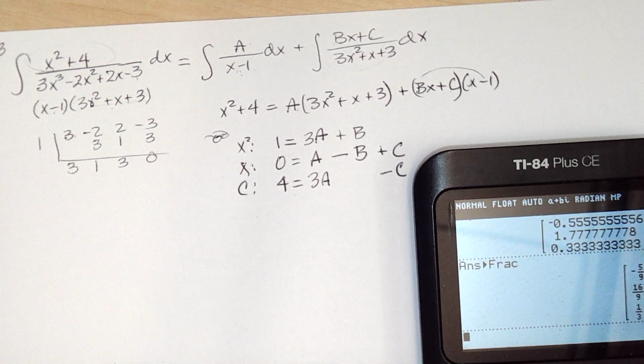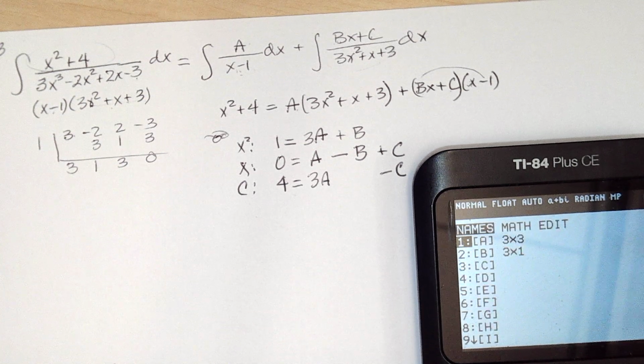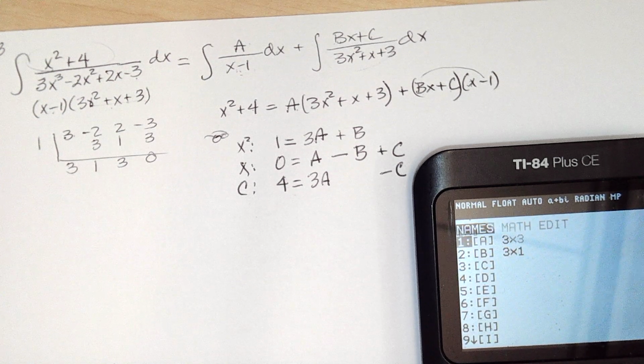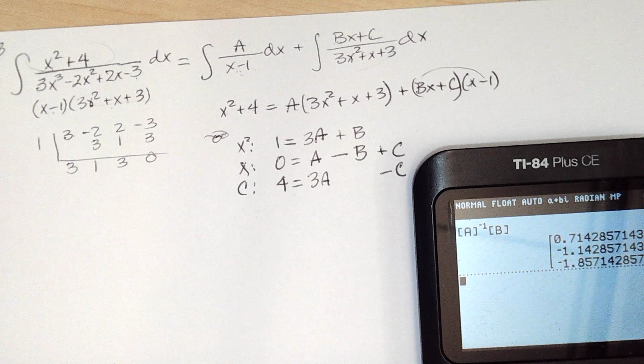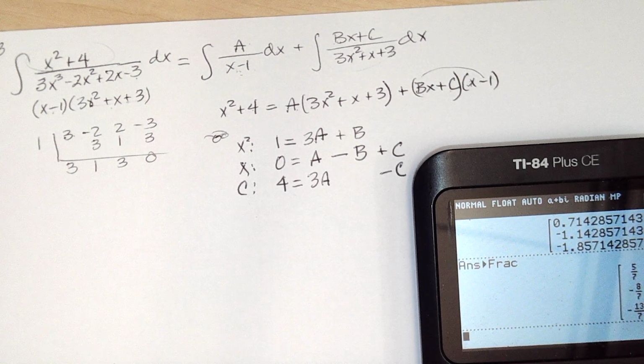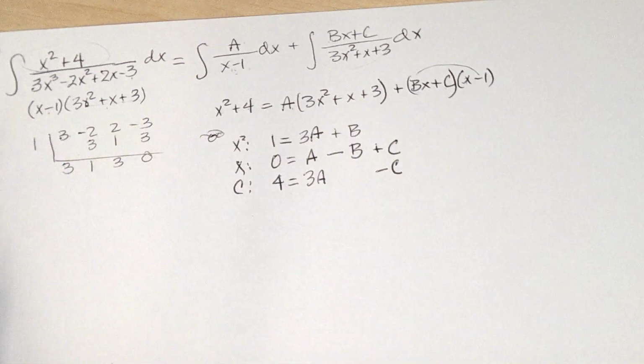Quit. Clear. Matrix A, inverse, matrix B, math. Enter. It's telling me A is 5/7. So A is 5/7. Let's put it over here.